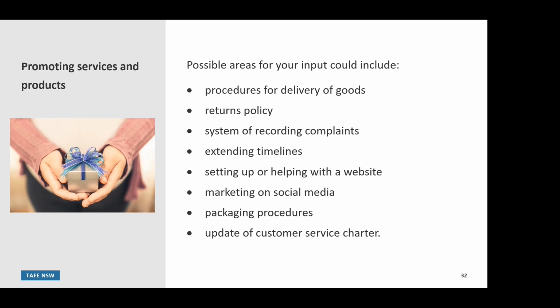So when we're promoting services and products, there are a few areas where your input could be included: procedures for delivery of the goods, what the return policies are, the system of recording complaints, extending timelines, setting up or helping with a website, marketing on social media, packaging procedures, and update of customer service charter. So those are just some examples.